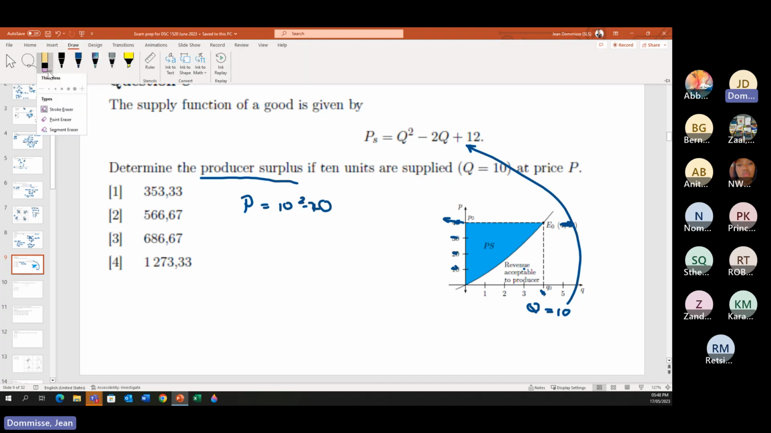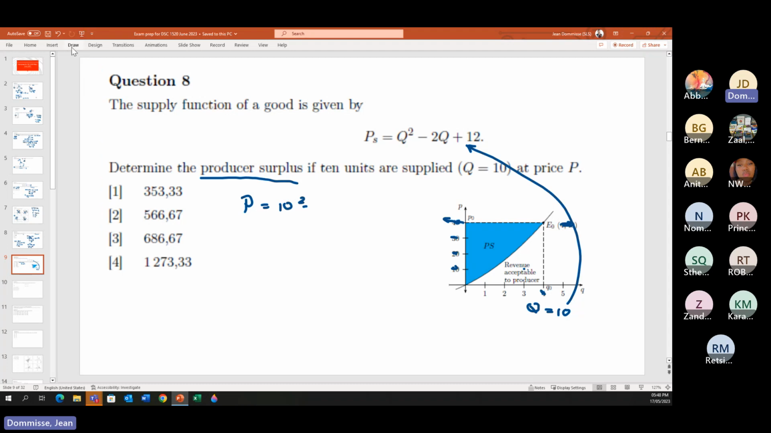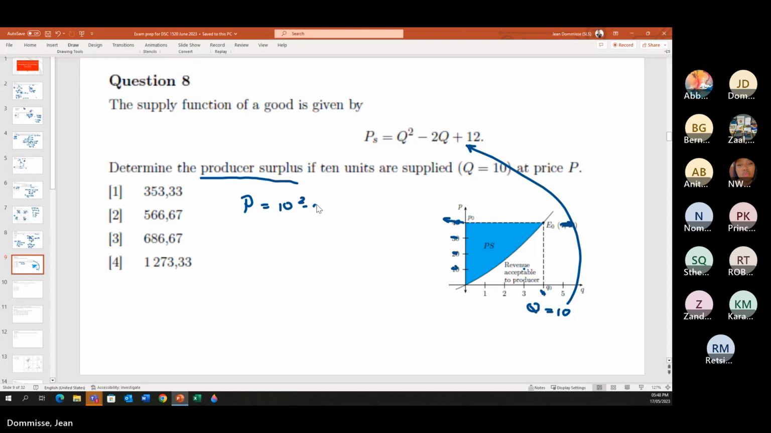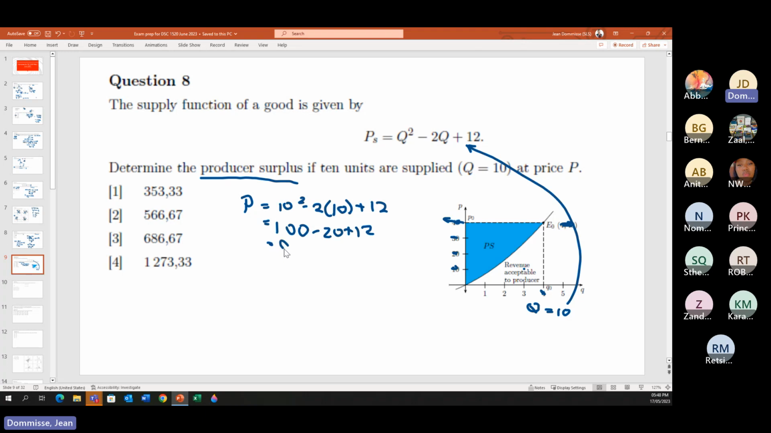I've got the 10. I can just as well put it in. Okay, so minus 2, okay, plus 12. So that is 100 minus the 20 plus the 12. If I work that out, I get price is 92. Okay, so price is 92.